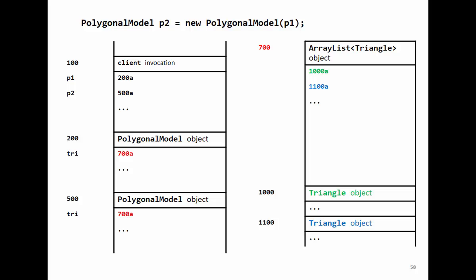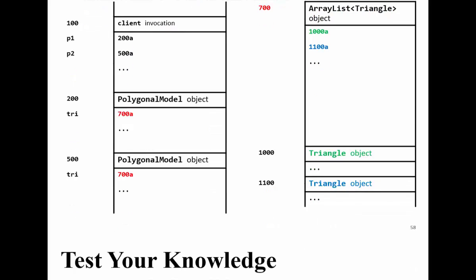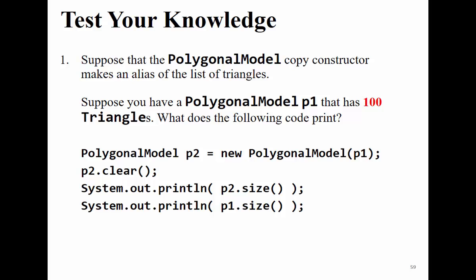And what is inside this array list? We have addresses 1000 and 1100 where the objects of triangles live. That means we have two objects of triangles, and they are shared between P1 and P2. This is what we call sharing. So the polygon model does not own the array list. Okay? Now, take half a minute, test your knowledge on this one.